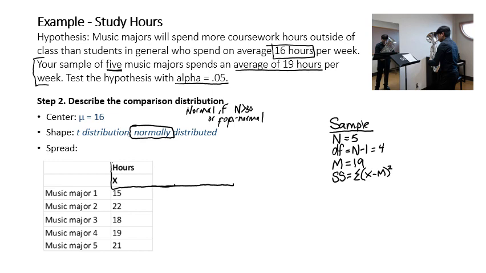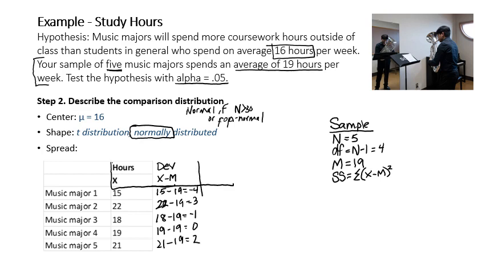So let's go ahead and get, I'll write up here, our deviations. I'll just abbreviate it. And we know that deviation means x minus M. So in other words, 15 is x minus the mean, 19, equals negative 4. 22 minus 19 is 3. 18 minus 19 is negative 1. 19 minus 19 is 0. And 21 minus 19 is 2.